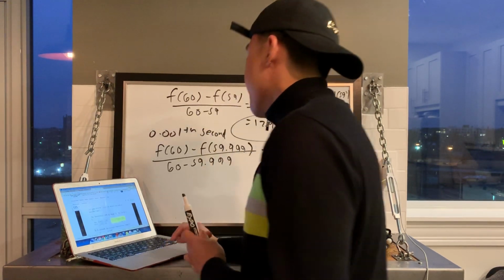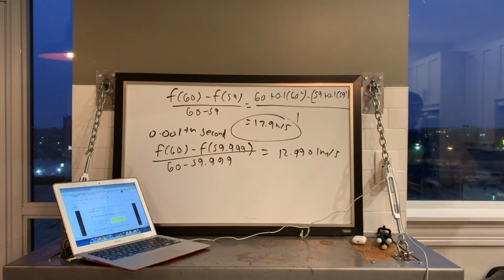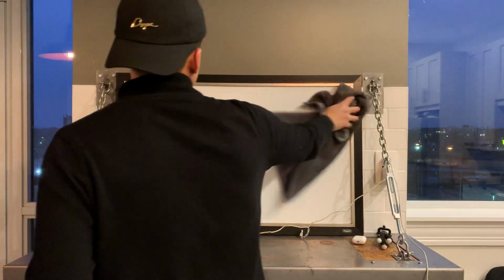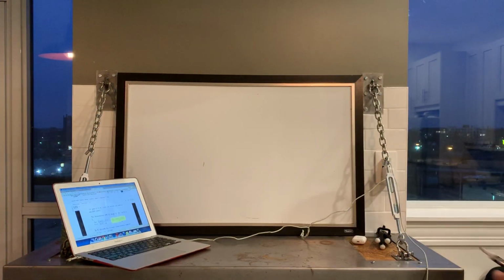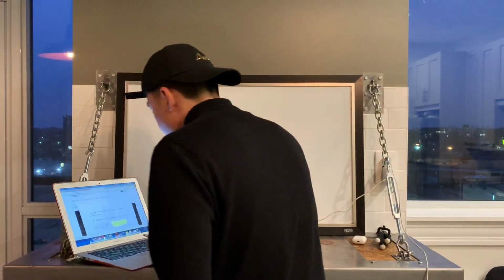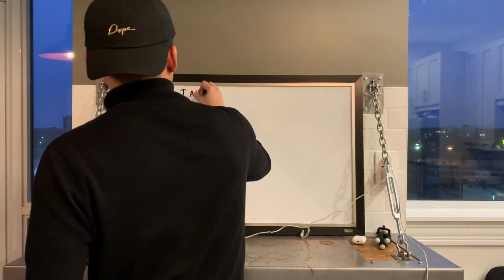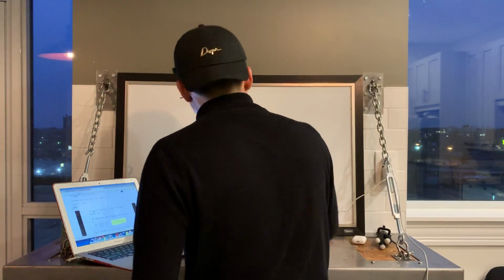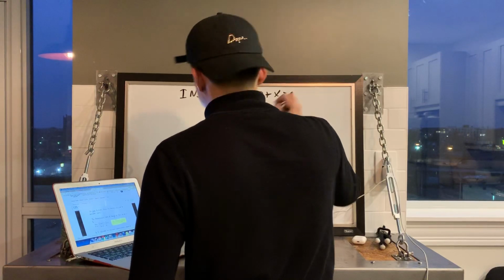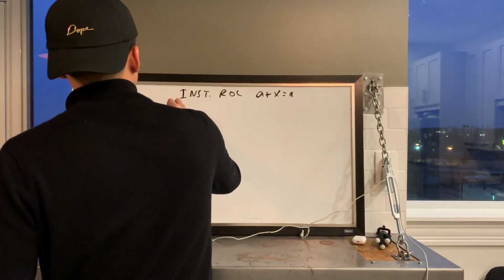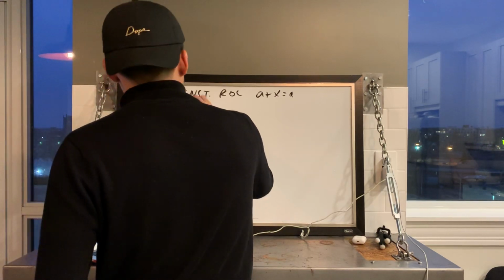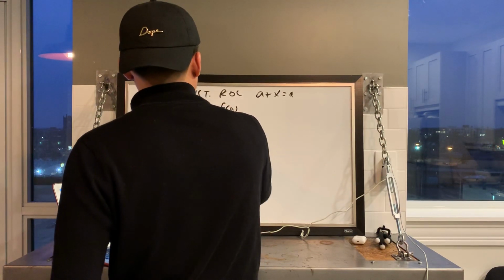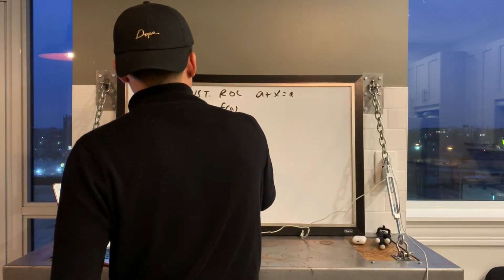So let's talk about the instantaneous, the definition of what that is. What does that mean? What do we have to do? So what happens, the instantaneous rate of change at x equals a. What that is, is the limit as h approaches 0 of f of a plus h minus f of a all over a plus h minus a.